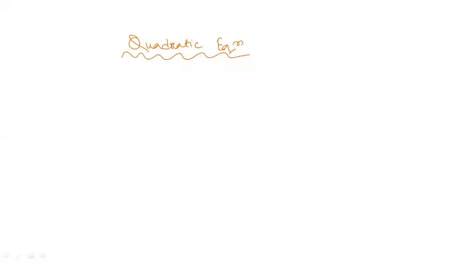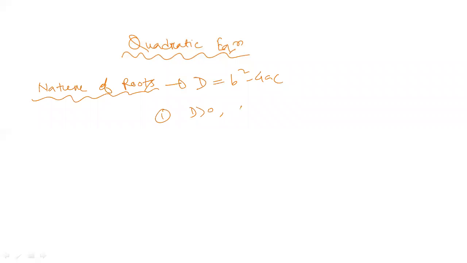So till now we have discussed the nature of the roots. In the last class we discussed the nature of the roots, that means it depends upon the discriminant D, and D is b square minus 4ac. So if D is greater than 0, then the roots are real and distinct.